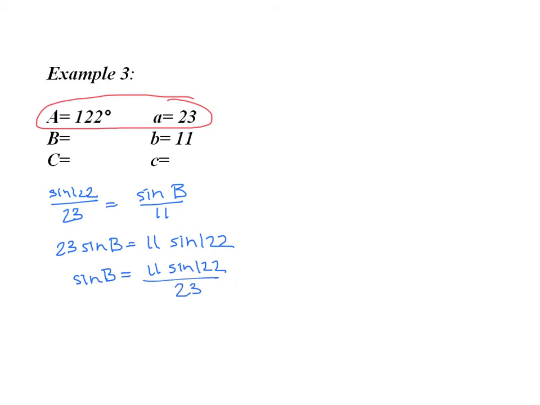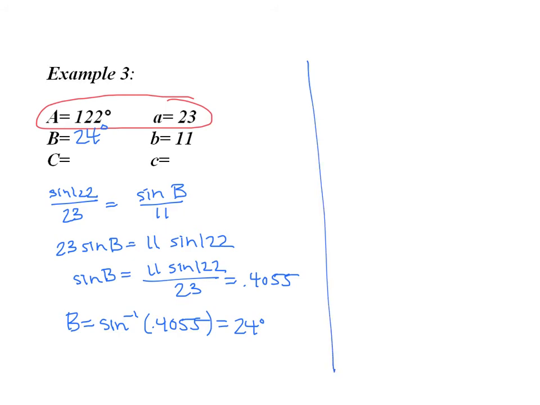Now when you do this, you get approximately 0.4055. Now we're solving for an angle in this case, and remember, if we're solving for an angle, we have to use the inverse function. So to get B by itself, you're going to do second sine of 0.4055. And when you do that, you should get approximately 24 degrees. So B is going to be approximately 24 degrees.